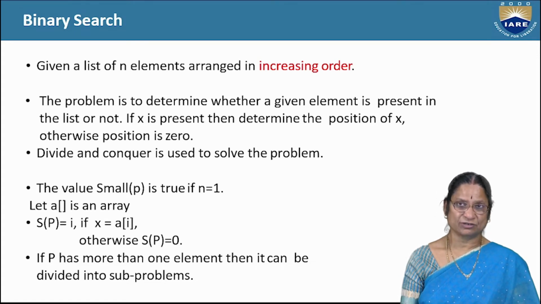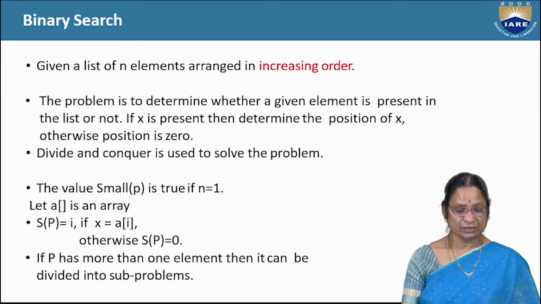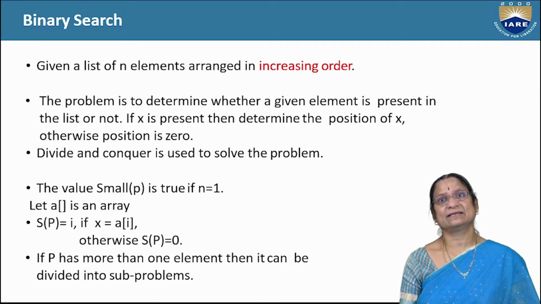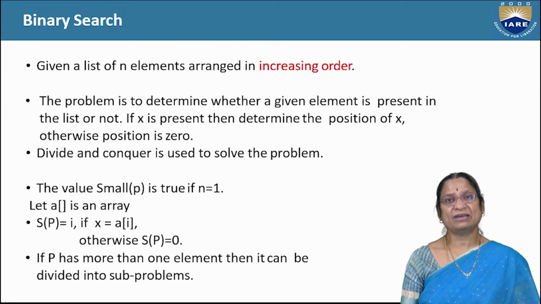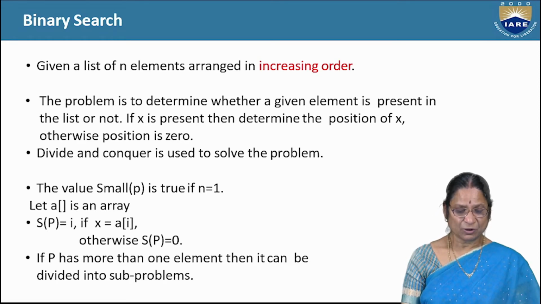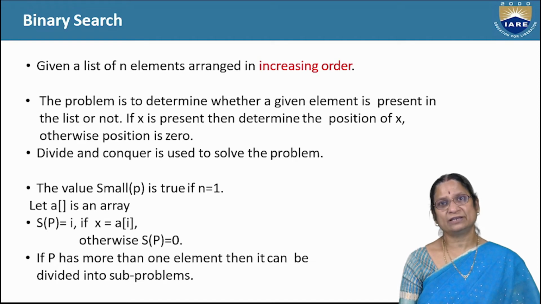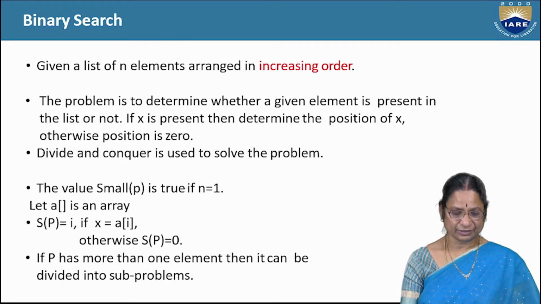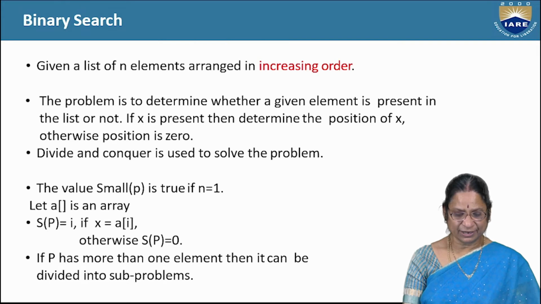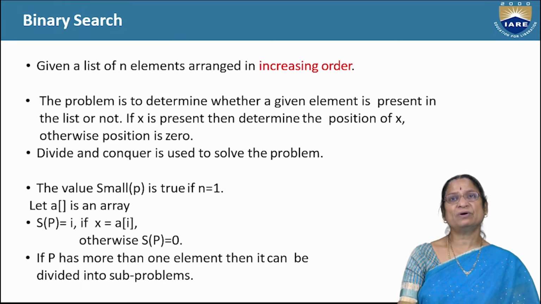How to process actually? This is the logic. Let A be the given array and the solution of the problem be equal to i, where i means the index value. If X is available at A of i, the ith position, we will return the i value. Otherwise, we will return the value 0. When this happens, your problem size is equal to 1 only, that is, n is equal to 1. If P has more than one element, then it can be divided into further subproblems.